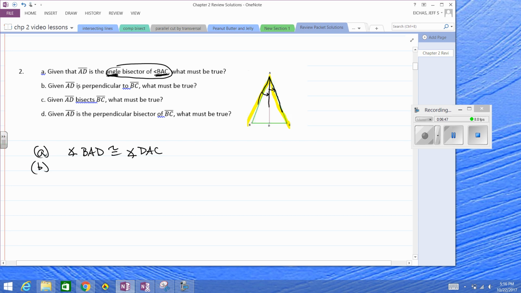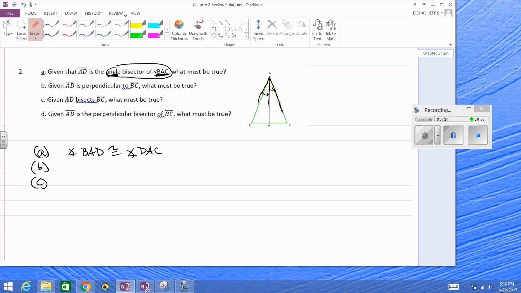Now, if AD is perpendicular to BC, let's consider that. The segment B to C is being cut into two equal halves. So we get segment BD is congruent to segment DC. If A, oh, I missed that one. I'm so sorry. I did C on B's. Let me back up and try that again.